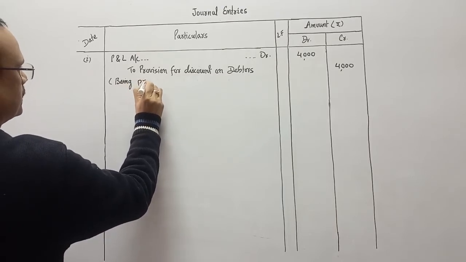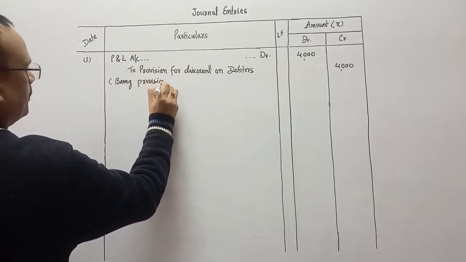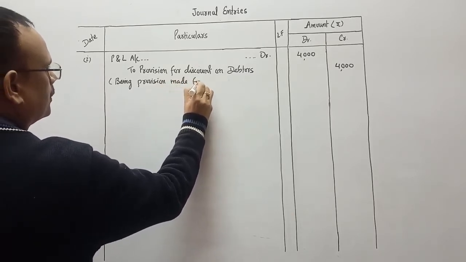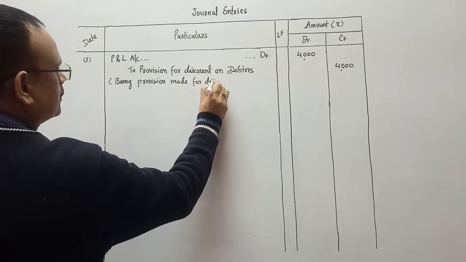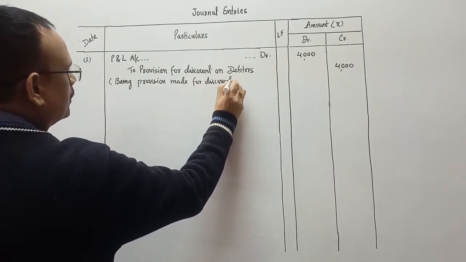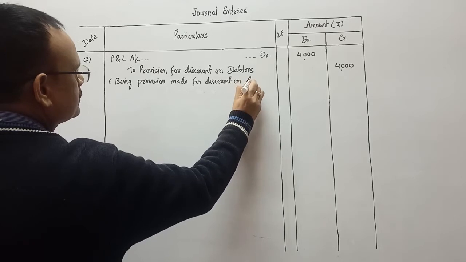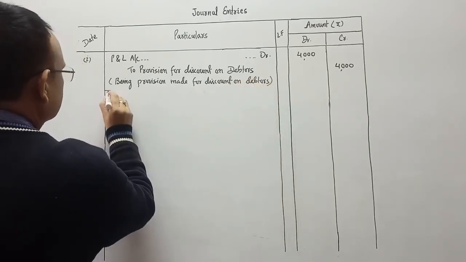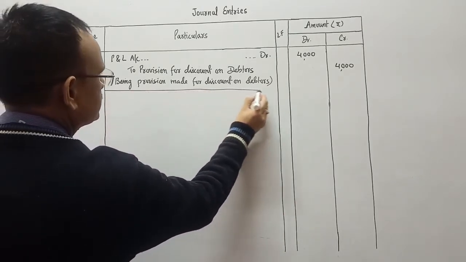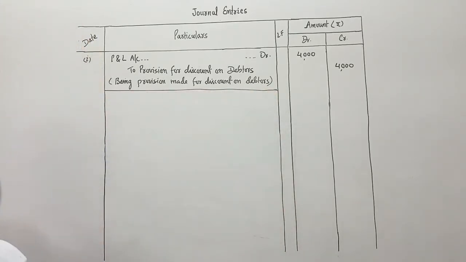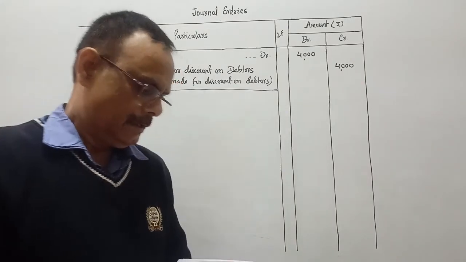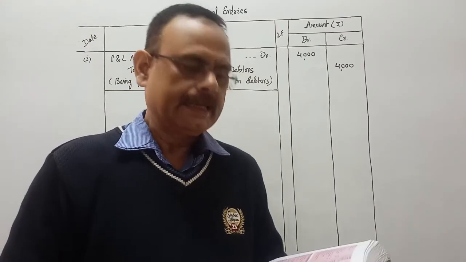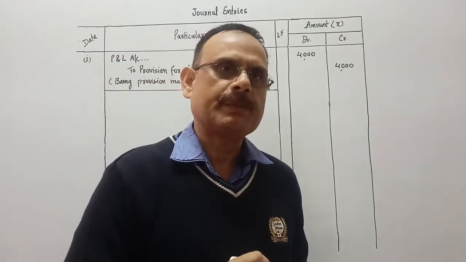Being provision made for discount on debtors. This is the first transaction of the adjustment, provision for discount on debtors. Next is closing stock. The next adjustment is closing stock.